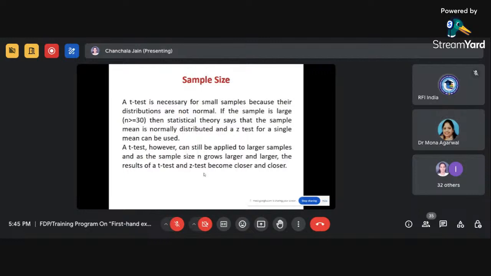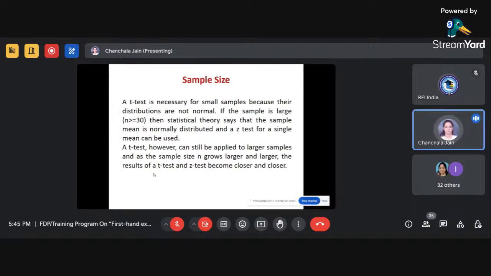As in the first line, it is written that the t-test is necessary for small samples because their distributions are not normal. And yesterday we studied that for applying the t-test, the data should be approximately normally distributed. That means what we were interpreting yesterday, that data should be normally distributed. And the first line is, is it controversial?